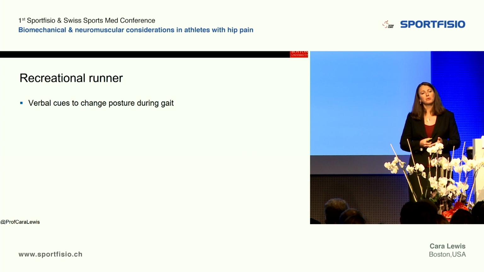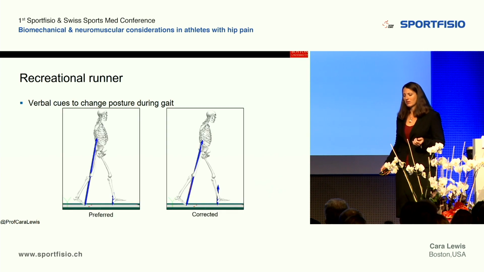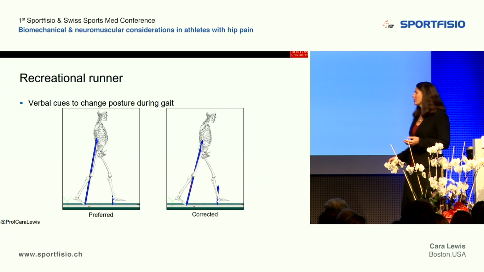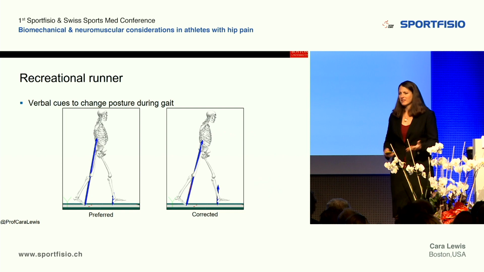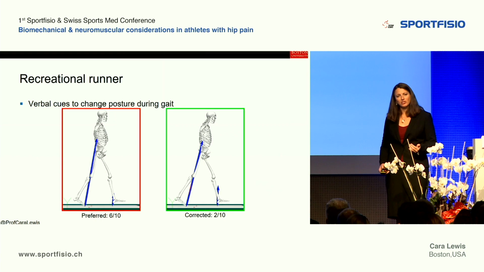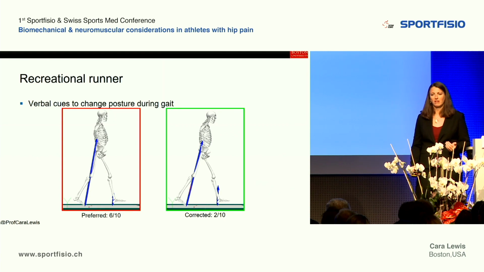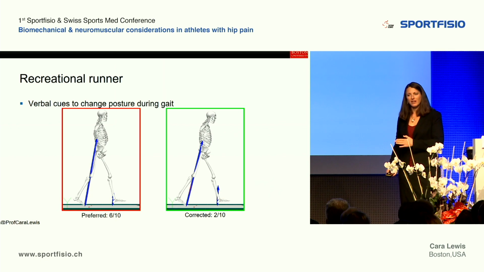So we told her to apply that same change in posture to her walking posture. And so this is her preferred and then her corrected posture. And, as a biomechanist, I can quantify things. That's great. But as a clinician, what I care about also is what does that do for the patient? And so in that preferred posture, she told me her pain was a 6 out of 10 when she was walking. When we corrected it, it went down to 2 out of a 10.